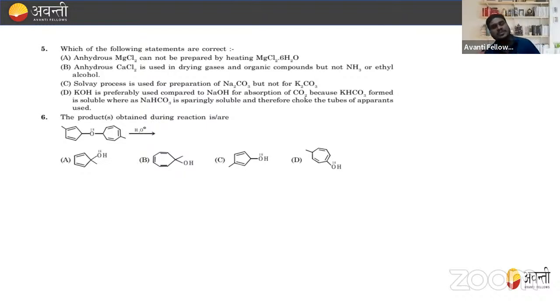The Solvay process is used for the preparation of Na2CO3 but not for K2CO3, absolutely, because K2CO3 is soluble and NH3 are insoluble, right? So this is absolutely correct.